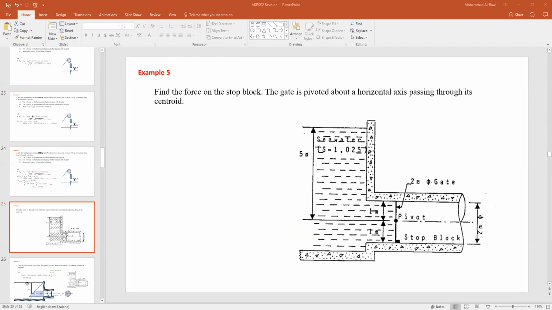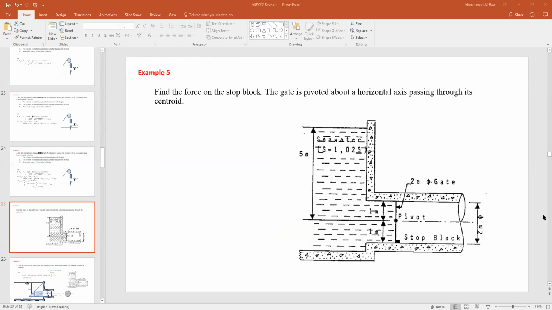When they give you this information, when you read this kind of question, highlight the information given to you. First of all, seawater is given as relative density of 1.025. So the density of the water is 1,025 kg per meter cubed.